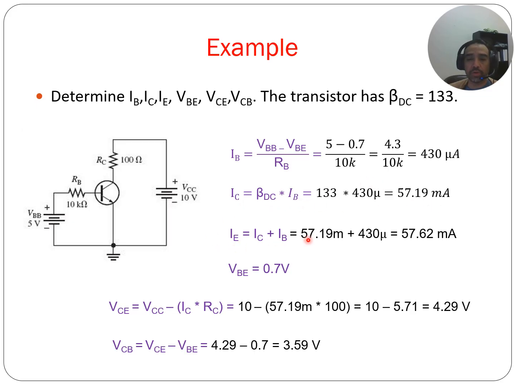We know the emitter current using Kirchhoff's current law, and we end up with this. Now notice that emitter current and collector current are very, very close. They are always going to be very close when the transistor is conducting. If you get something really far off, either it's not biased correctly to operate, or you did something wrong in your calculations. If IC was 42 milliamps and IE was 57 milliamps, you've done something wrong. They should be extremely close. The difference should be IB, 430 microamps between these two.